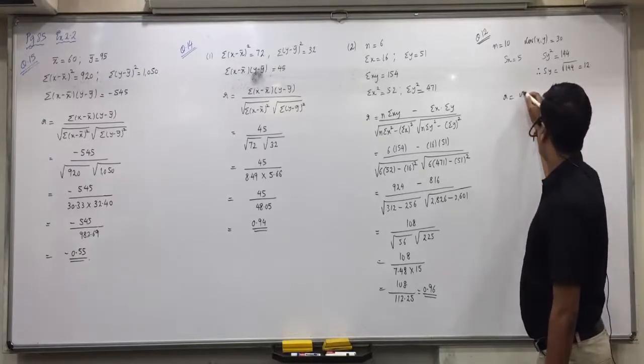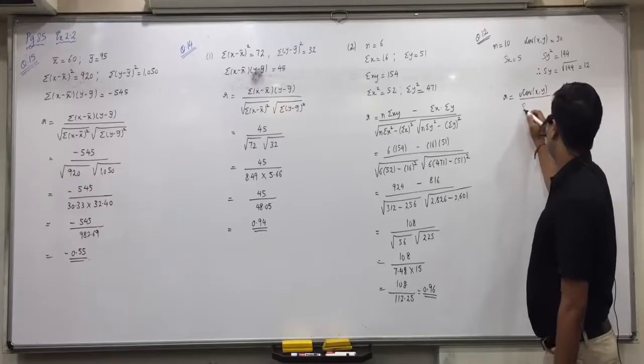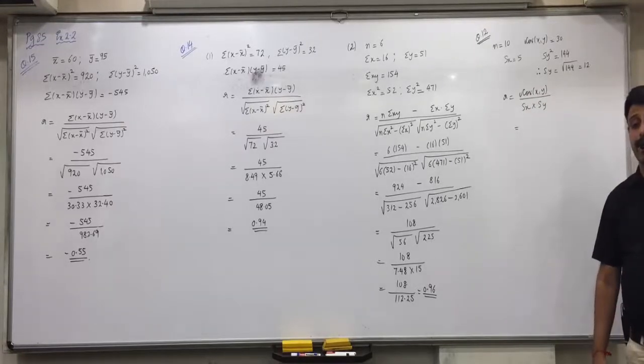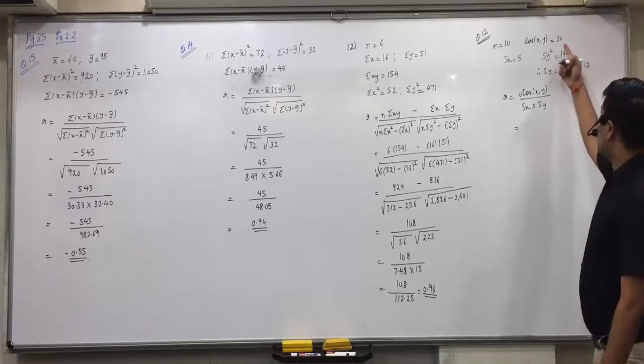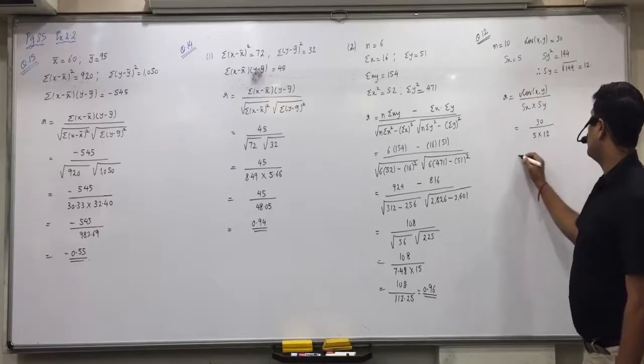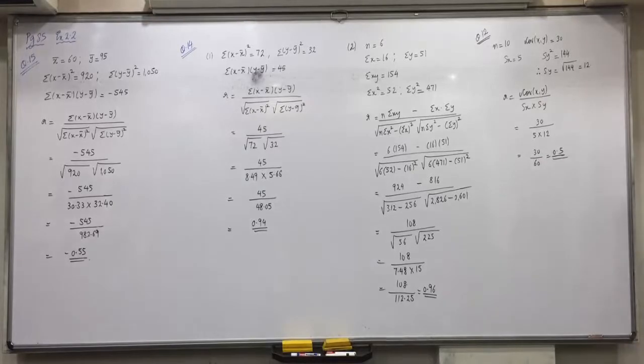So r is equal to covariance between x and y upon Sx into Sy. What is covariance between x and y? 30 upon Sx, 5 into Sy, 12. So 30 upon 60, 0.5. All of you are clear with this? So the first three formulas will be used only in short questions.